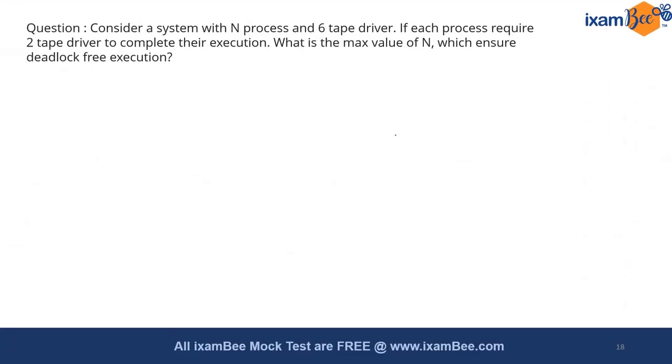Now let's take one example. This particular question will actually give you an idea of how we have to understand deadlocks. This question is saying to consider a system where there are n processes and there are 6 tape drives. So these 6 tape drives are resources, and there are n processes.